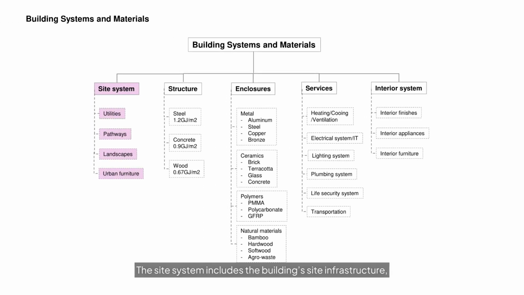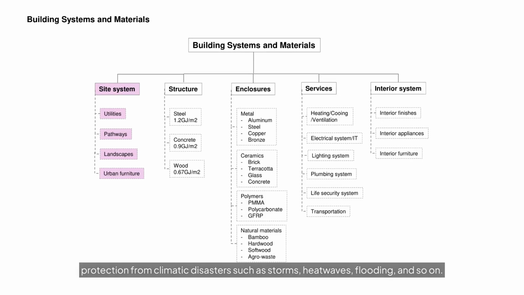The site system includes the building's site infrastructure, landscape elements, pathways, and any outdoor or urban furniture on the site. The site system provides the infrastructure necessary to operate buildings such as energy, water, sewer, and IT services, as well as protection from climatic disasters such as storms, heat waves, flooding, and so on.